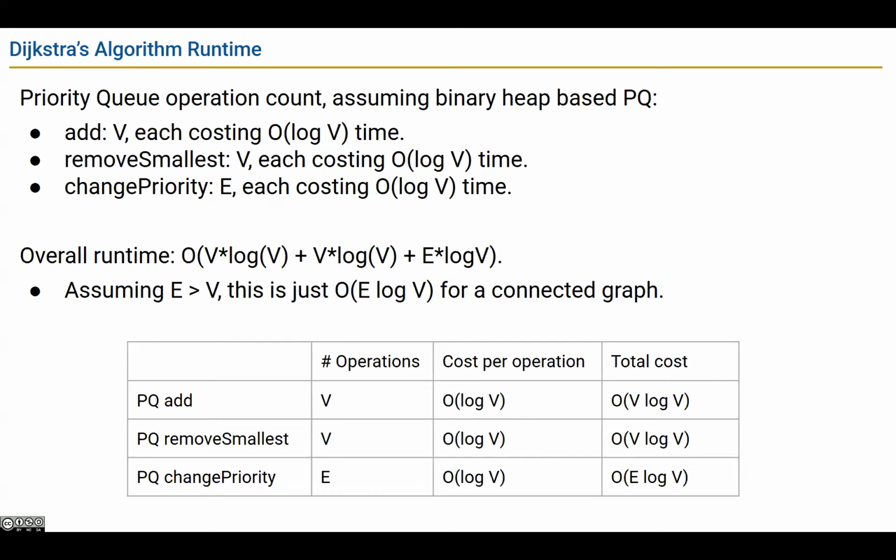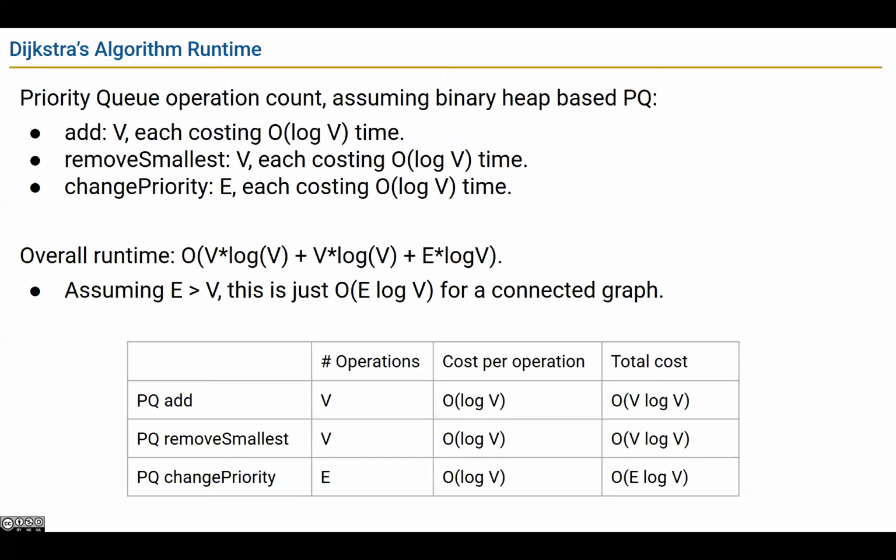How about change priority? How often do you have to change the priority on a node within your priority queue? Well, in the worst case, each edge causes one more relaxation. So it's upper bounded by E times that many operations. We don't know the exact value there, but we know it's upper bounded by E.